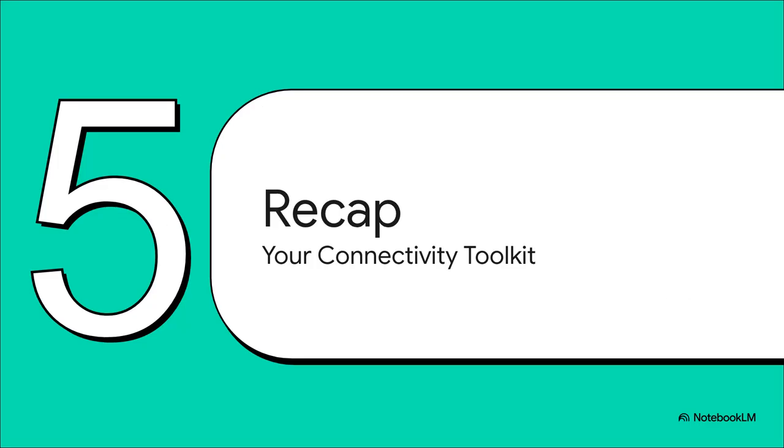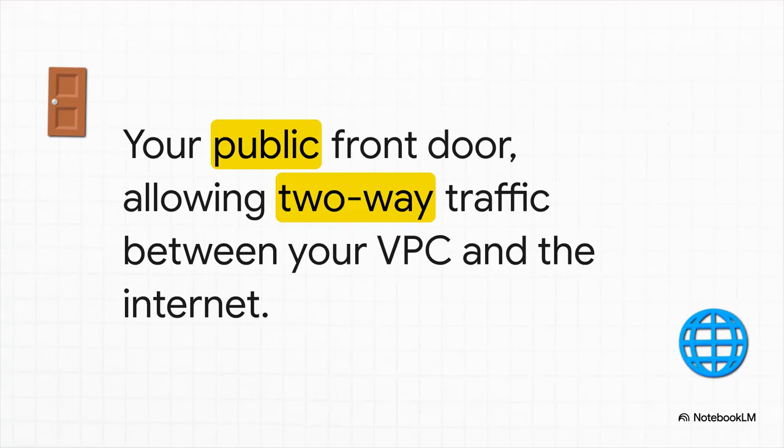Okay, I know that was a ton of information. So let's do a quick, rapid-fire recap just to lock all this in. The best way to remember this stuff is to think of each component as a specific tool in your networking toolkit. Your internet gateway, the IGW, that's your public front door. It lets traffic flow both in and out from the internet.